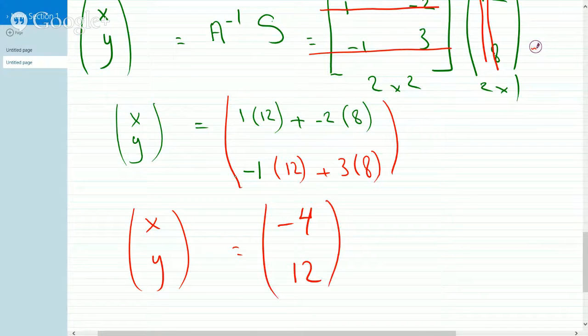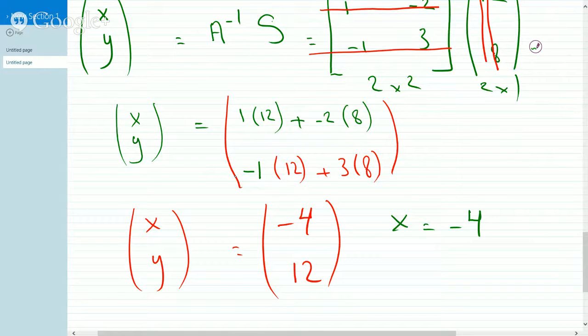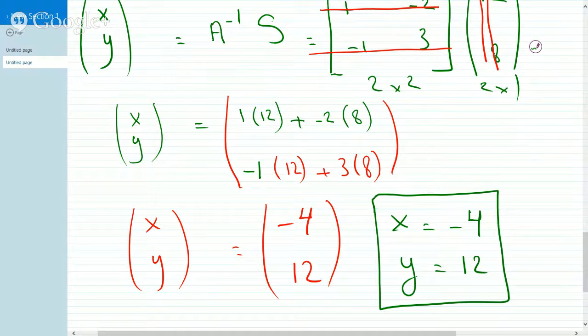So that just means that x is equal to minus 4 and y is equal to 12. And that's how we solve the system of equations using matrices.